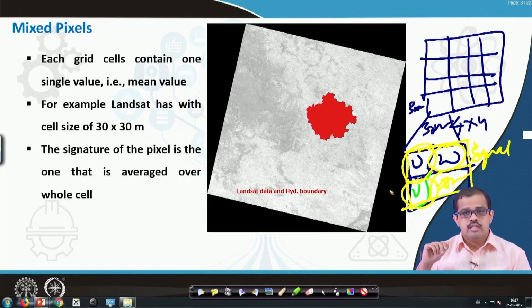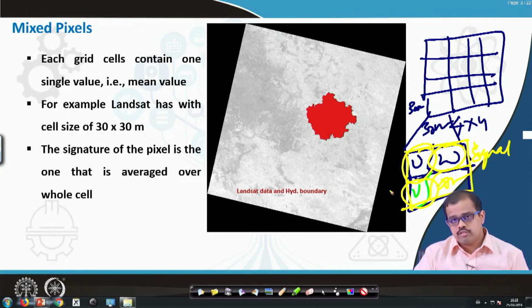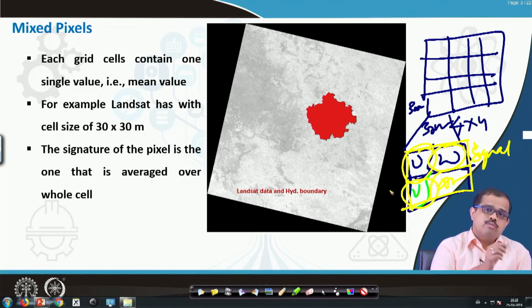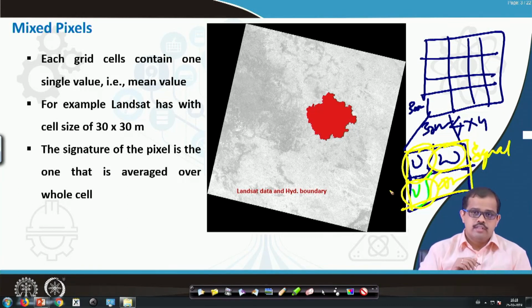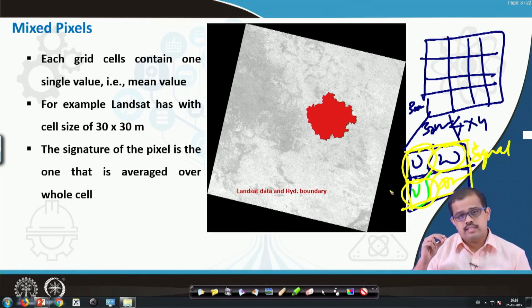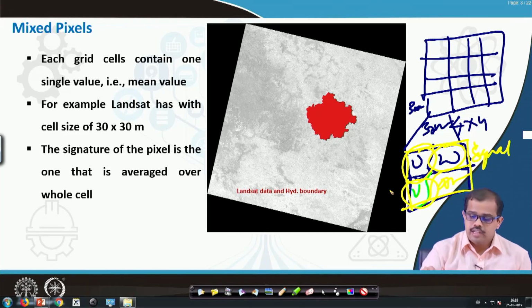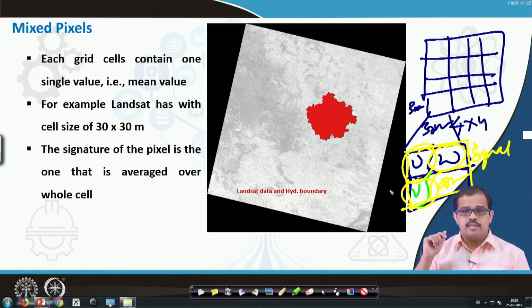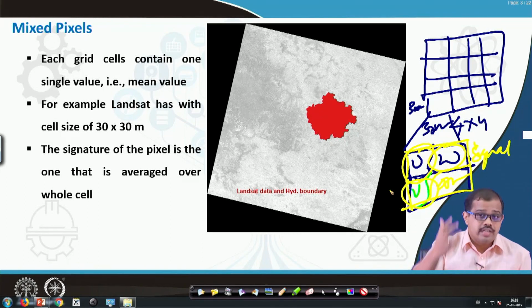When I say coarser resolution, it is in reference to something. I am referring to 30 meter data as coarser resolution with reference to the 1 meter or 2 meter data that we have. When I say 30 meter, each pixel will have 30 meter by 30 meter information. If the spatial resolution is 1 meter, then each pixel will have 1 meter by 1 meter information, which means it is giving me more detail.